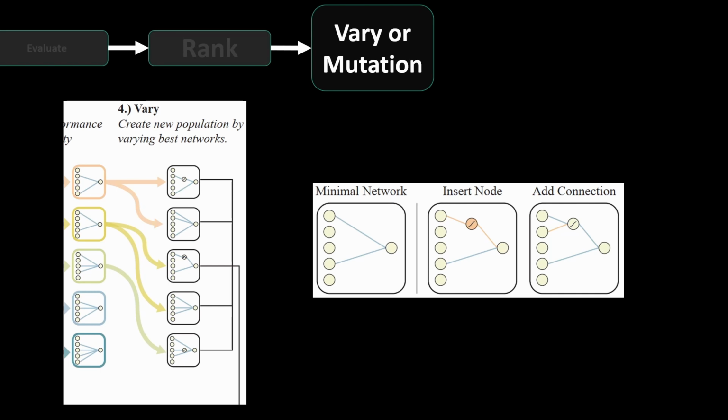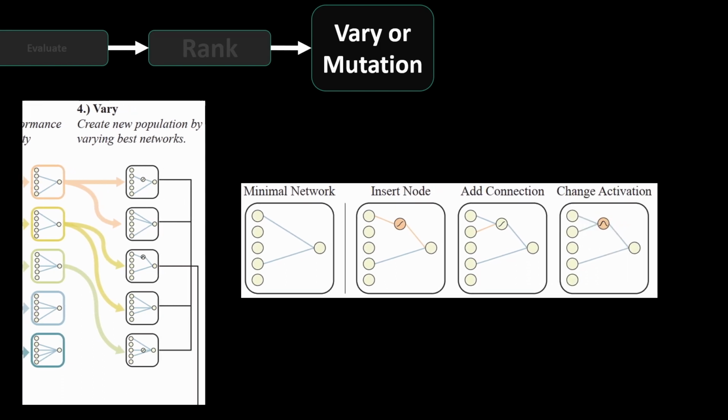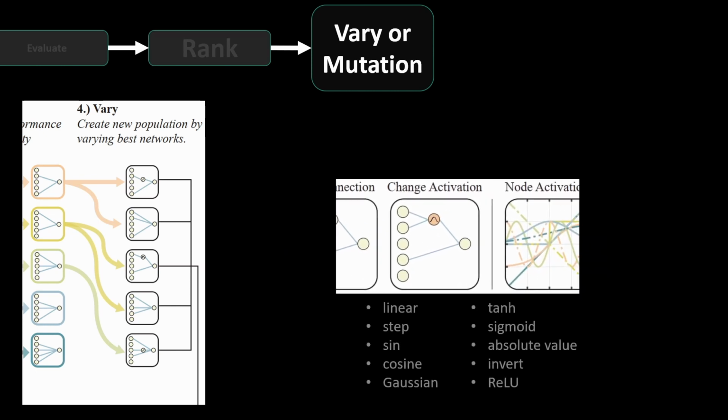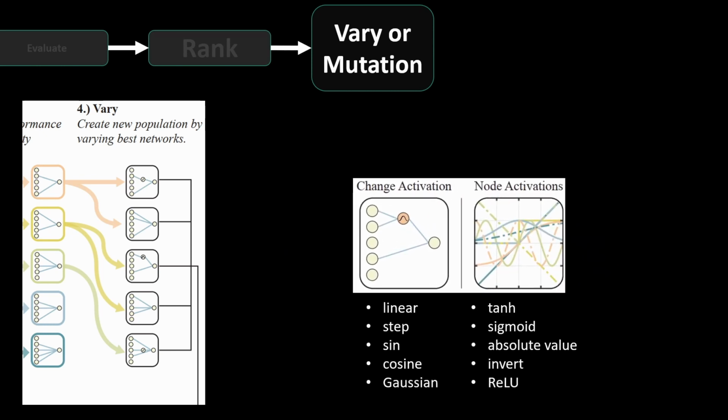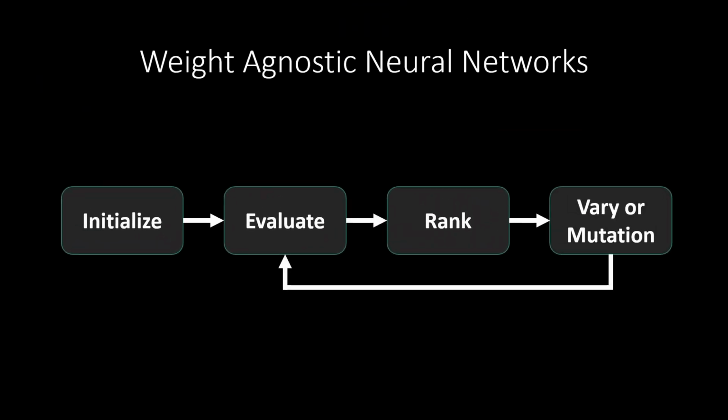Next is the add connection operator, where new connections are added between previously unconnected nodes. And last is the change activation operator, where the activation functions of the hidden nodes are changed and they are assigned at random. Following are the activation functions that are considered. Lastly, you would repeat the process of evaluating the new population and then creating a new one, and so on.